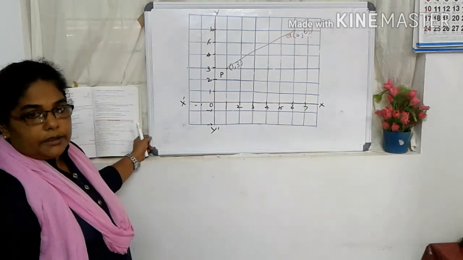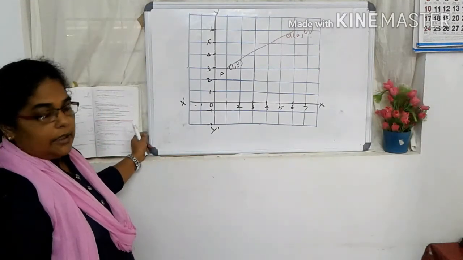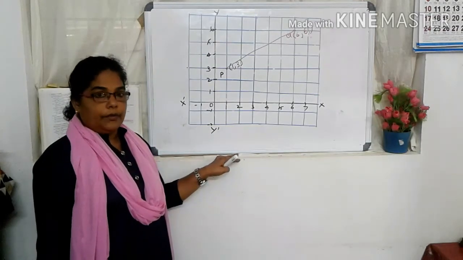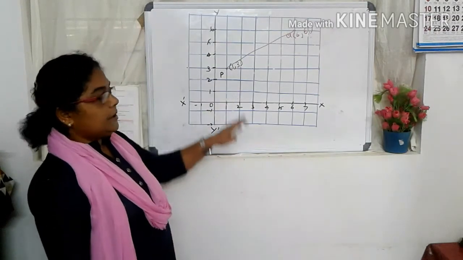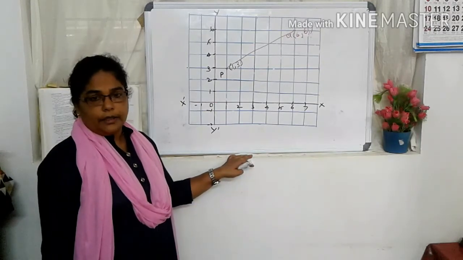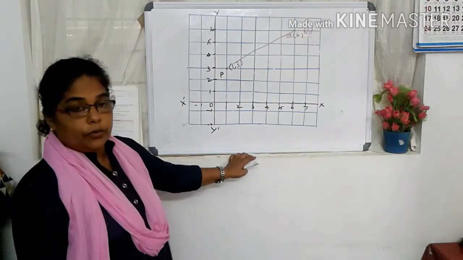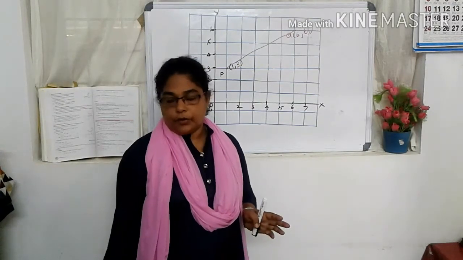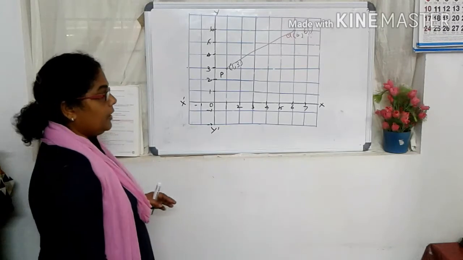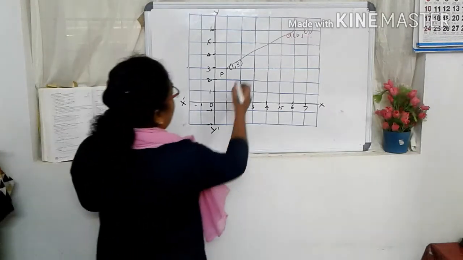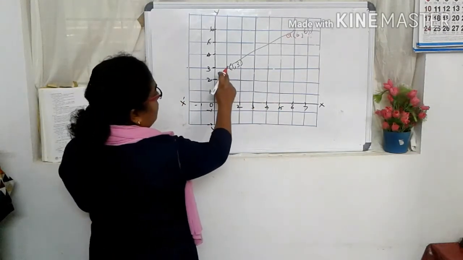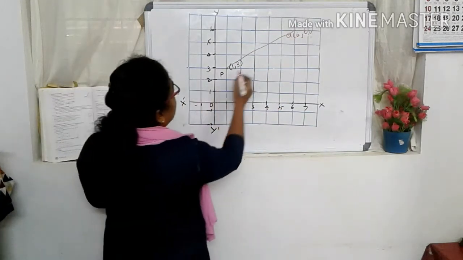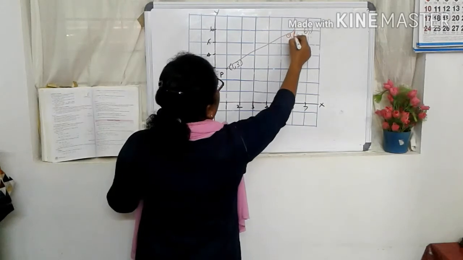In geometry, we can use a scale and measure. Here also we can use a scale and measure, but that is not the actual way of finding the distance between PQ. We have to learn one formula, called the distance formula. To get this formula, we have to join the points P and Q with our x and y coordinates. So we can join here now.